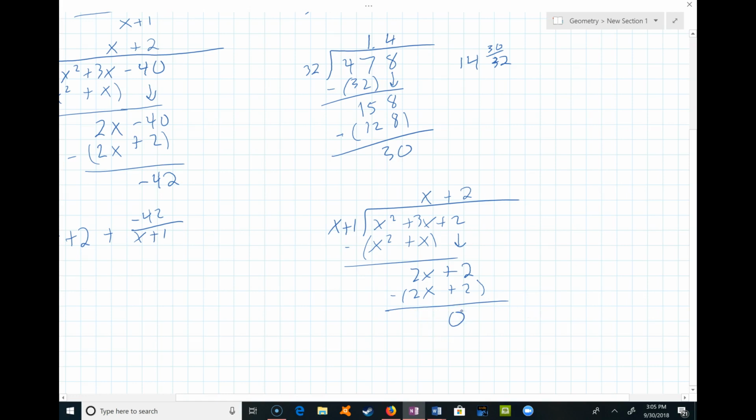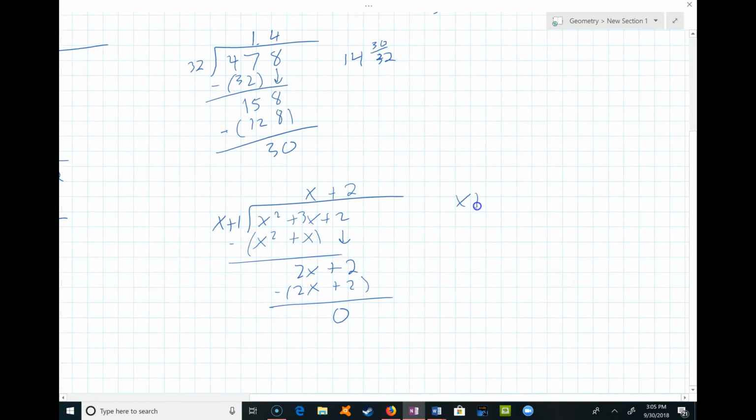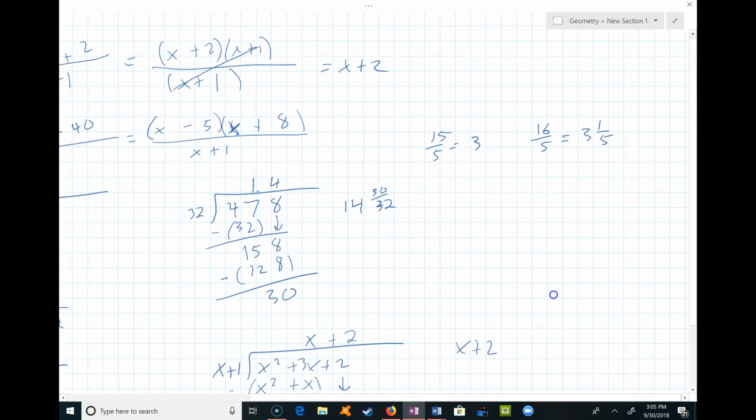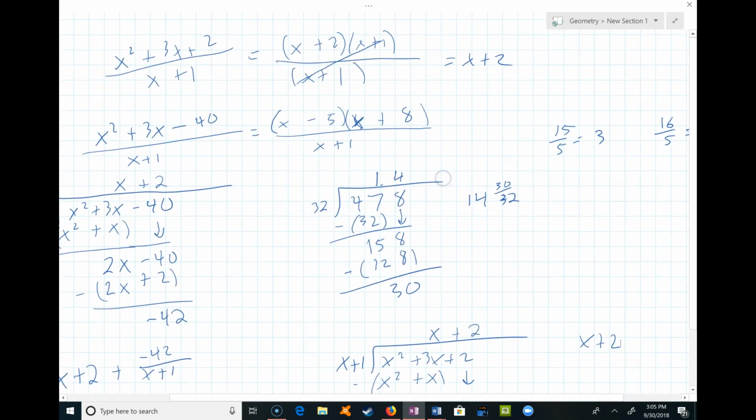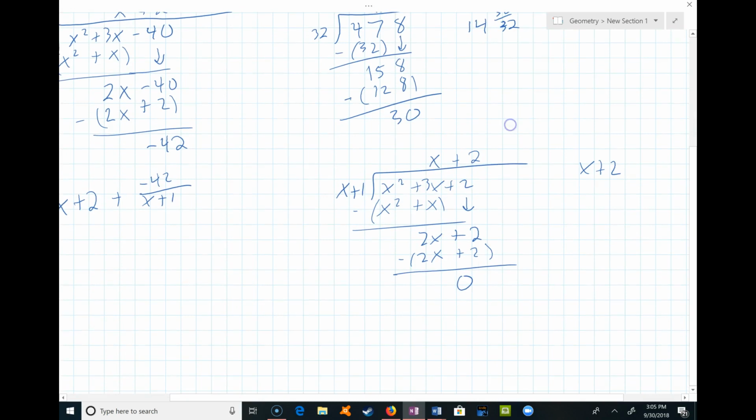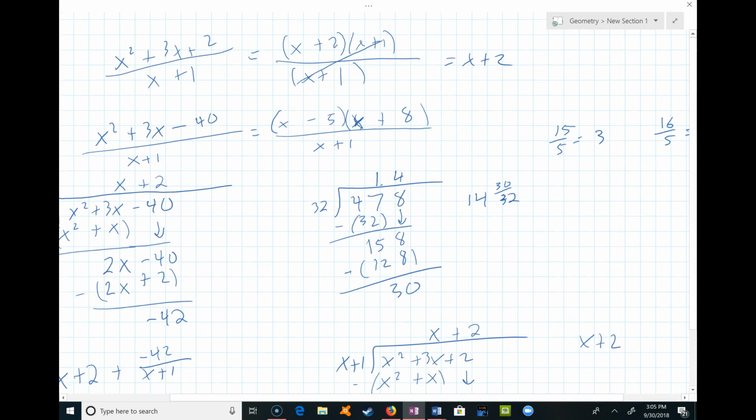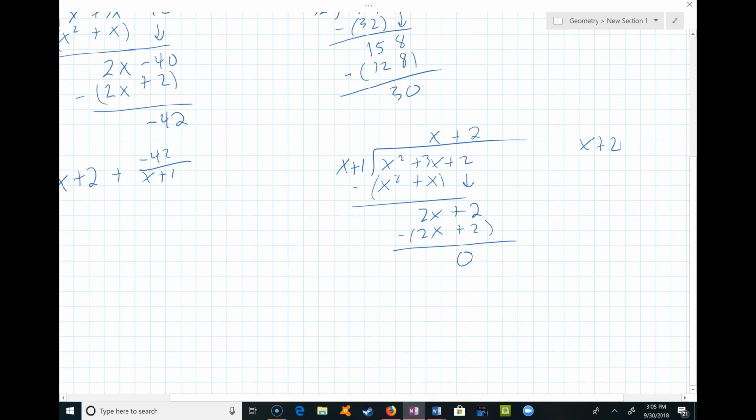So what does that mean? That means the answer to this division problem is x plus 2 plus 0 over x plus 1, or in other words, just x plus 2. So when I divide x plus 1 into x squared plus 3x plus 2, I get x plus 2, which is really what we discovered up here, isn't it? I divided x plus 1 into that polynomial, and x plus 2 is all that was left. So it just confirms this idea that I can cancel. When I'm canceling, I'm really dividing x plus 1 into that polynomial. And there we see it actually happening.